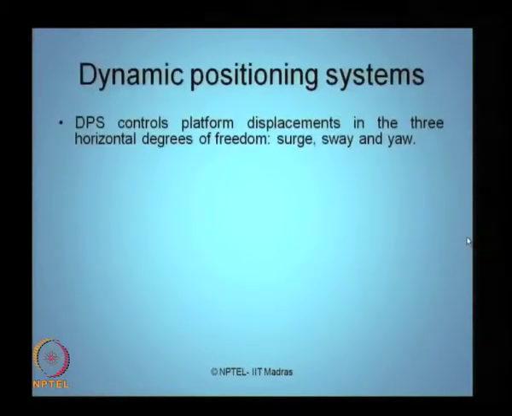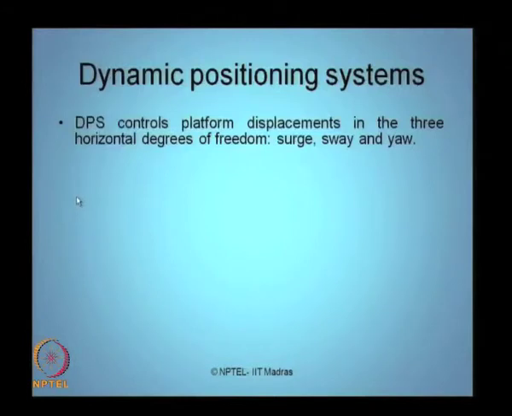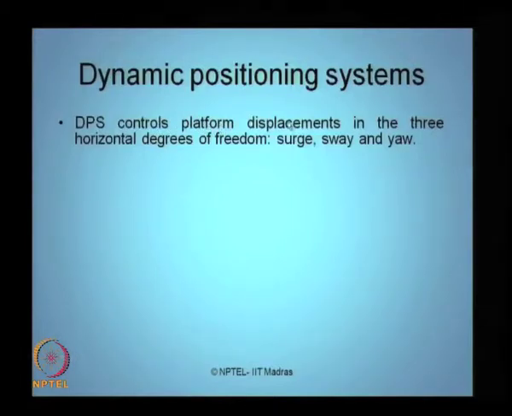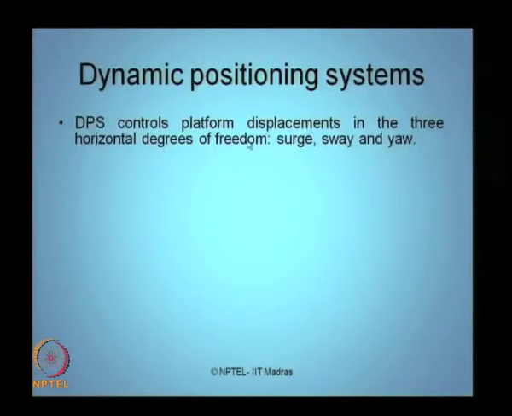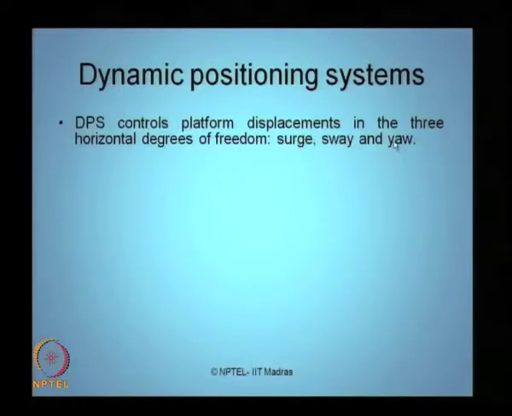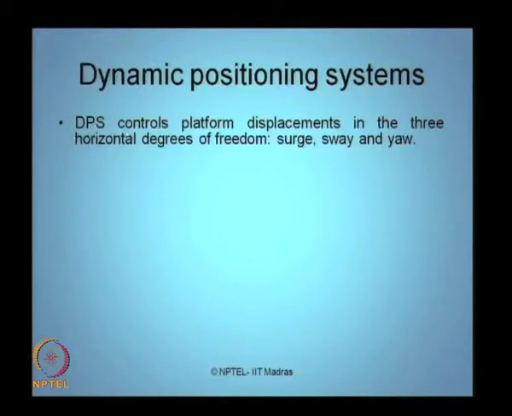What is a dynamic positioning system? DPS basically is a control which activates the control system of the platform, which controls essentially the displacements in 3 horizontal degrees of freedom, namely surge, sway and yaw, because these are the degrees of freedom where the responses of a drill ship can be large during drilling operation. So, the dynamic positioning system develops a control algorithm even to limit these responses under the wave action.